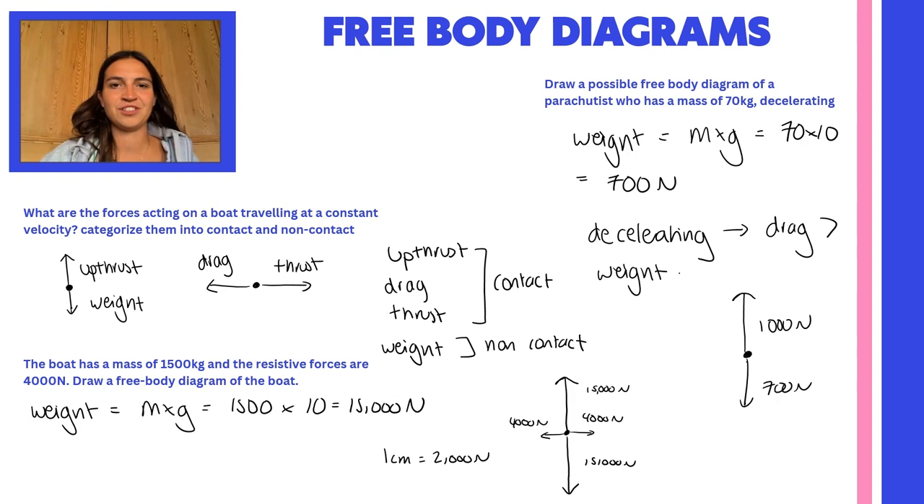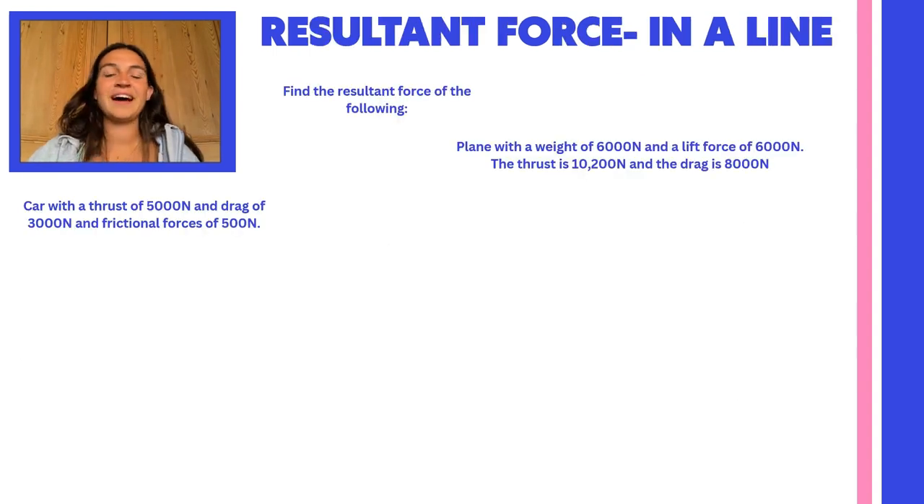So we need to draw some kind of diagram where my arrow upwards, 1000 newtons, is larger than my arrow downwards, 700 newtons. Okay, now we're going to look at some examples of finding a resultant force, and we're going to start when our forces are all acting in a line.